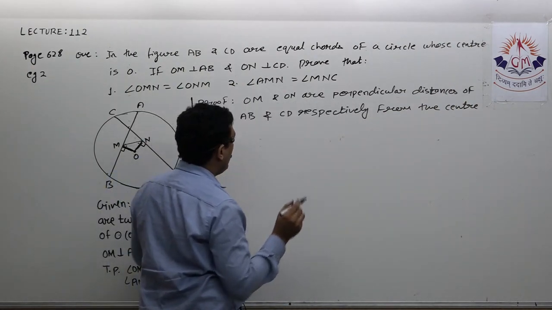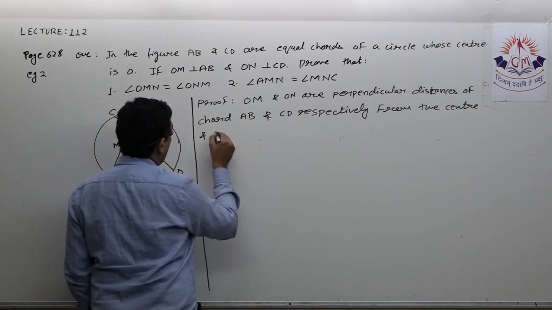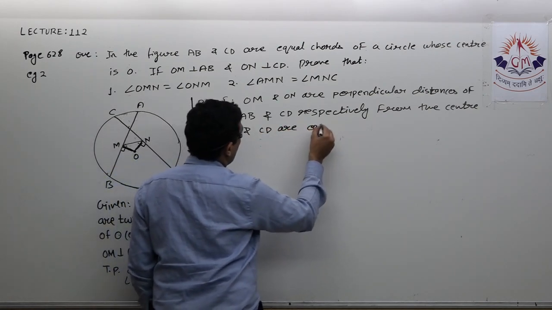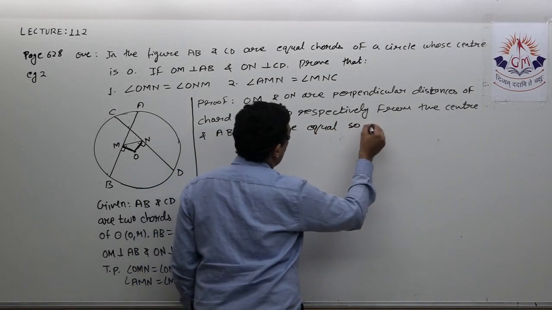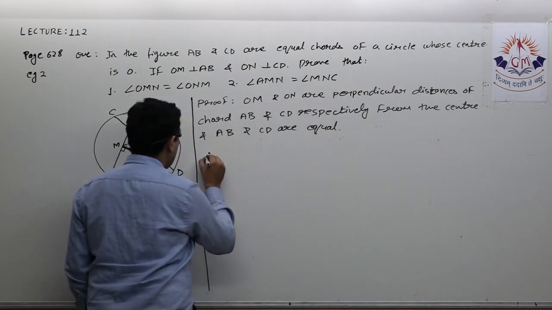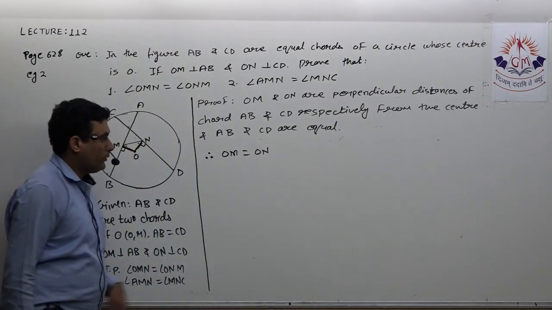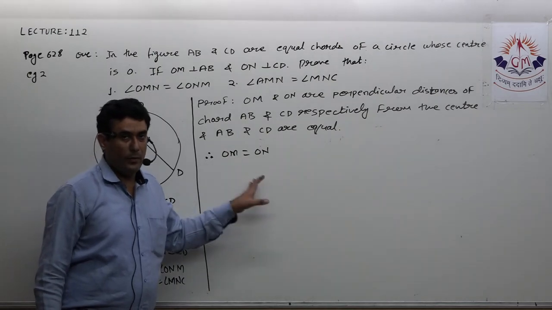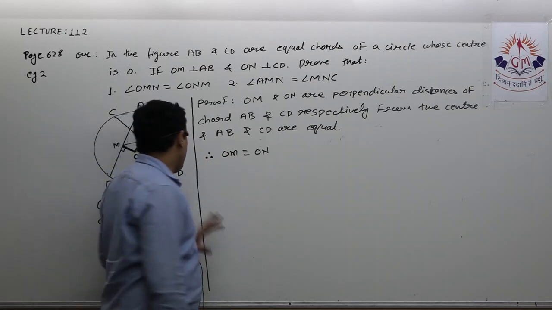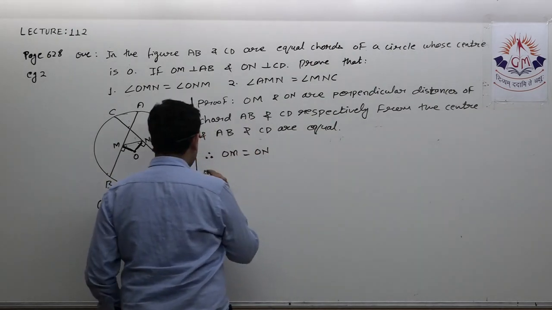OM and ON are the perpendicular distances of chords AB and CD respectively from the center, and AB and CD are equal. Therefore, OM is equal to ON, as these are the perpendicular distances from the center to the chords, and we know equal chords are at equal distances from the center. So OM equals ON.